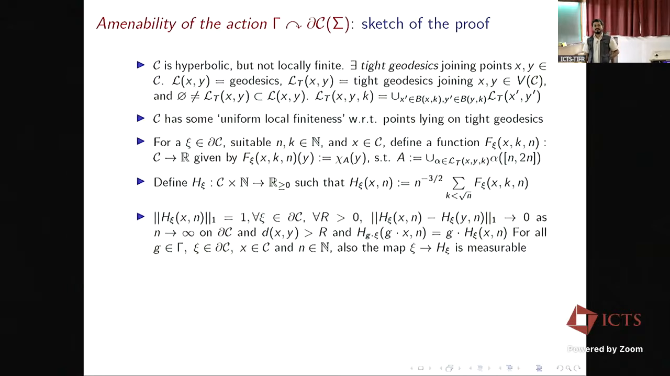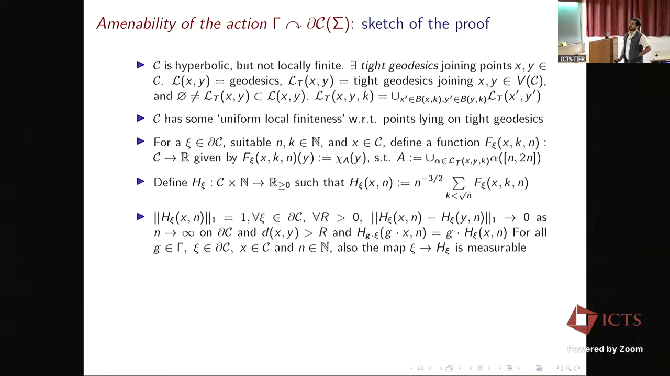You mean the tight geodesic? I do not know the exact definition of tight geodesic in other settings, but we also have looked at an action on these things called projection complexes. There you have something called a standard path, which resembles tight geodesics in the curve complex.